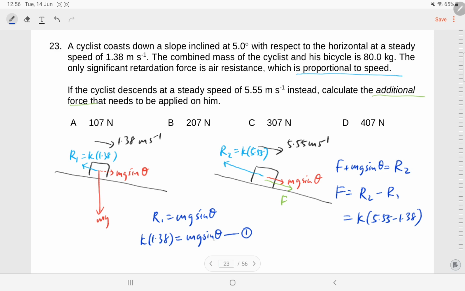So do we know K? Well, we could have calculated K at these steps already. You take mg, so 80 times 9.81 sine 5 degrees, divided by 1.38. So you have gotten K from here, and this value of K you substitute here, and that will give you the answer. The answer works out to be 207 Newton, and it's B.